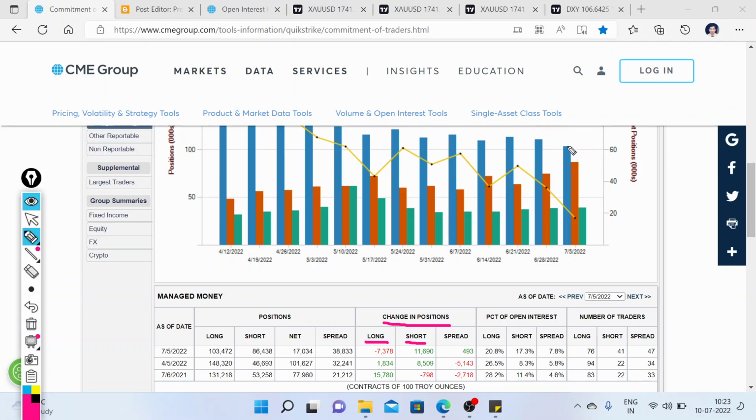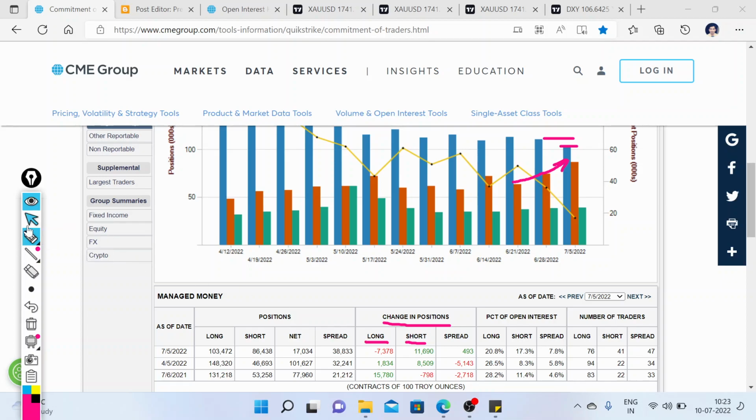This is also visible on the graph. You can see that the net long position this time decreased, and the net short position is increasing. So from the COT data and from these numbers, this indicates a bearish move.